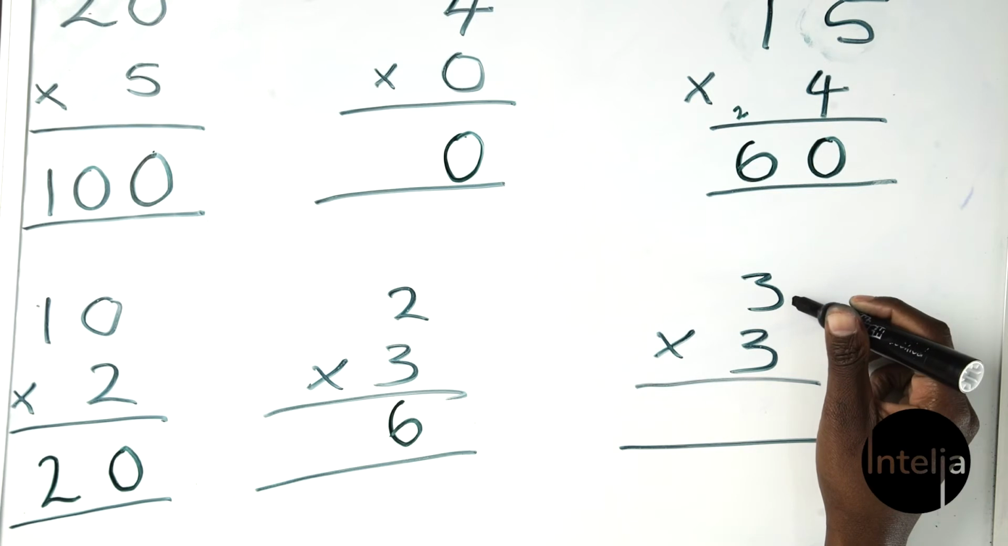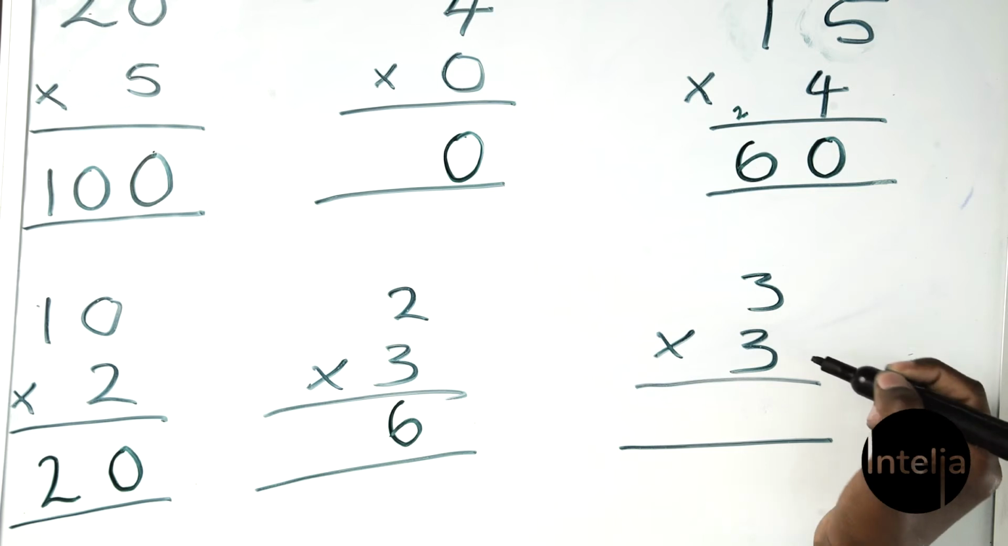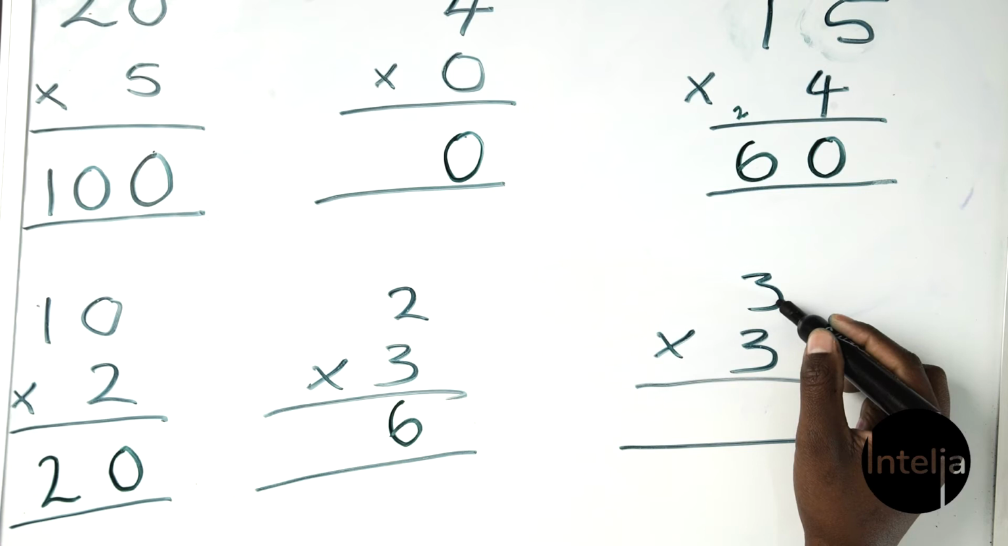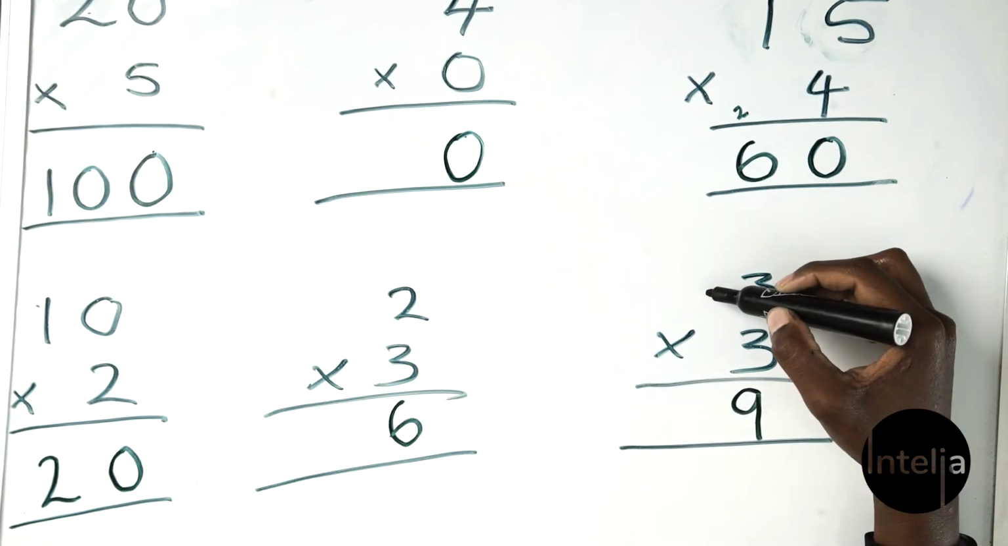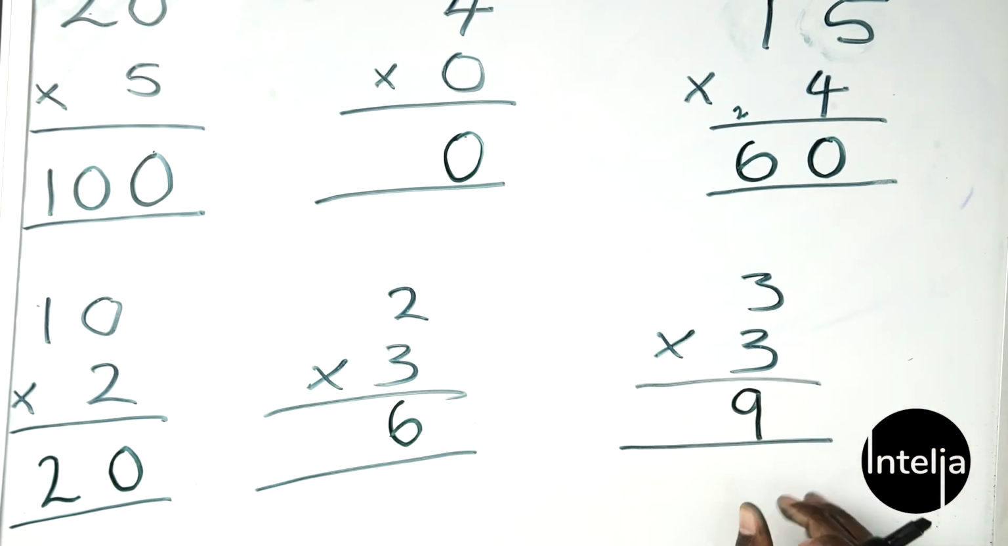3 times 3. Remember, you start from the bottom to the upper, from the right to the left. So you say 3 times 3, that's 9. Since we do not have another number here, we just leave it like that. Then the answer is 9. So simply, this is how you do multiplication, how you multiply the numbers. So we're quickly going to erase this. Then we do another examples.